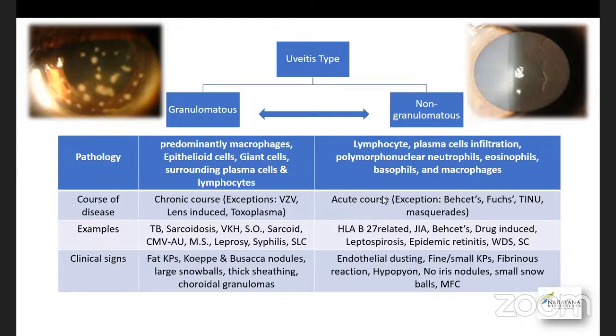In a patient of granulomatous disease, if they come at an early stage of the disease, KPs can be non-granulomatous. Or if the patient is already on treatment, or if you start the patient on treatment, the granulomatous KPs can become non-granulomatous. But why is it important for us clinicians to differentiate between granulomatous and non-granulomatous? Yes, it is important because it narrows down the list of differential diagnoses.